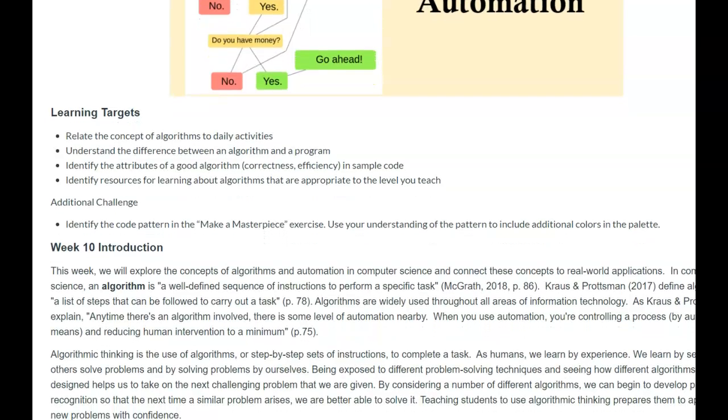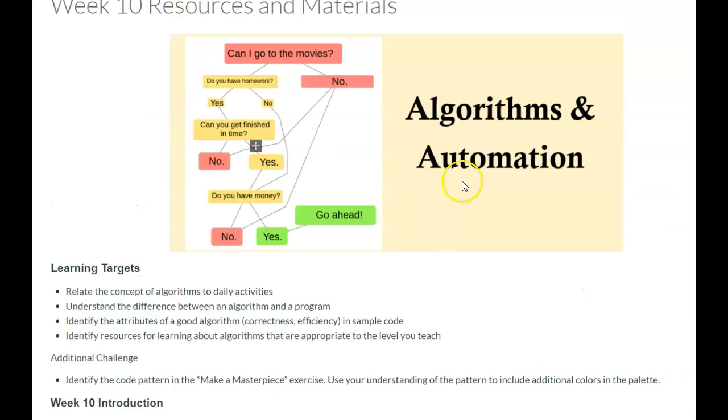Krauss and Protman define algorithm as a list of steps that can be followed to carry out a task. McGrath defines algorithm as a well-defined sequence of instructions to perform a specific task. There's an algorithm on this page. Do you see it? How does this algorithm connect with the two definitions that we just examined?